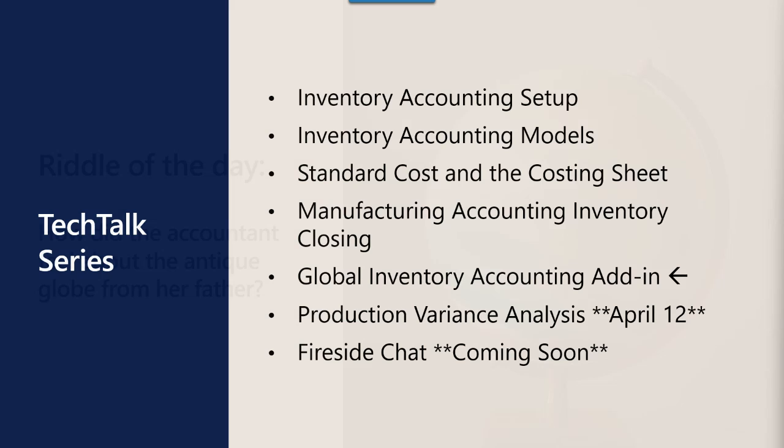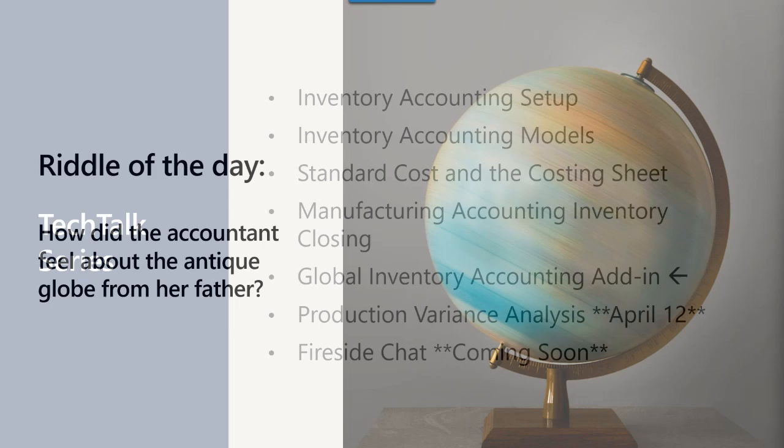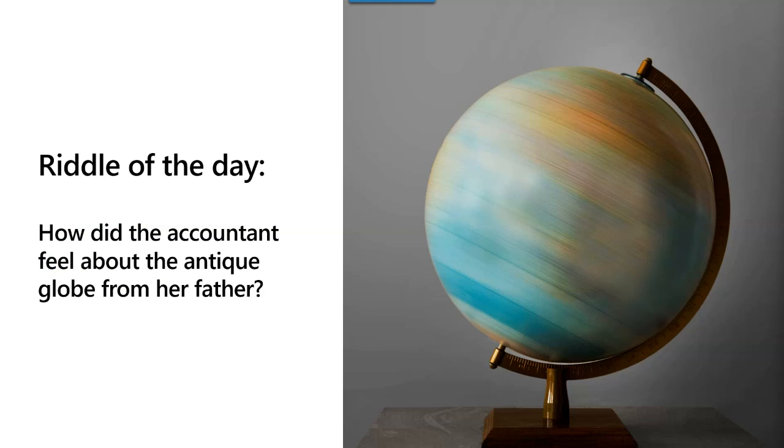And as usual, we are back with another riddle of the day. We hope that you enjoy these as much as we do, and we invite you to put your answers into the Q&A panel, and we'll be revealing the answer at the end of the session. Today's riddle is, how did the accountant feel about the antique globe from her father?